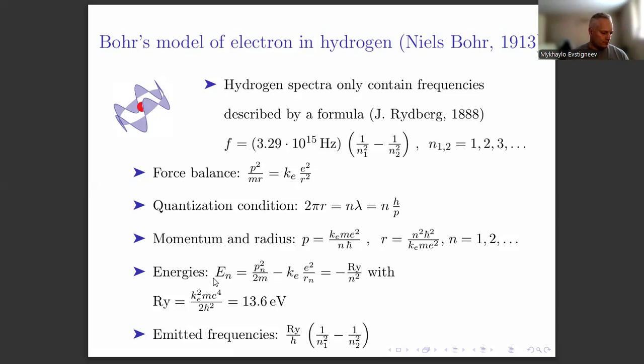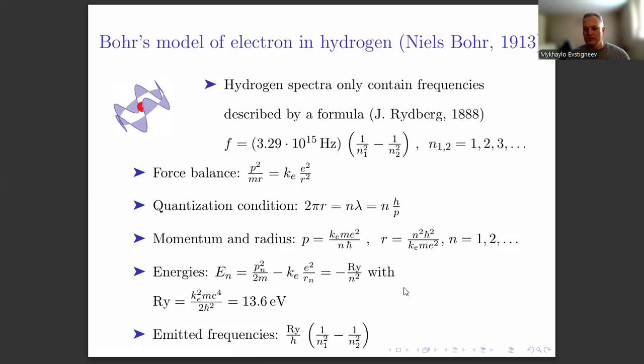Now, as an electron makes a transition from some higher energy state, large n, to some lower energy state, smaller n, its energy changes by the amount which can be deduced from this minus Rydberg's constant over n squared. So it is minus Rydberg's constant times 1 over n initial squared, minus 1 over n final squared. So that's the change of the electron energy.